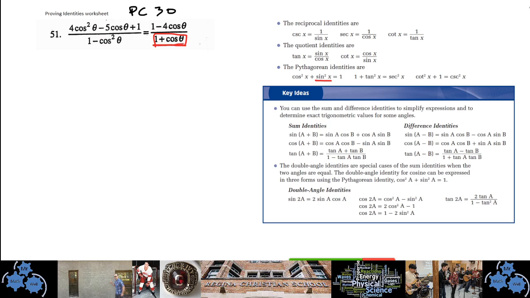Notice that 1 plus cos theta is actually a factor of this. It's a difference of squares, isn't it? So let's just hold on to that. Let's not focus on this bottom part first. Instead, let's focus on the top part.